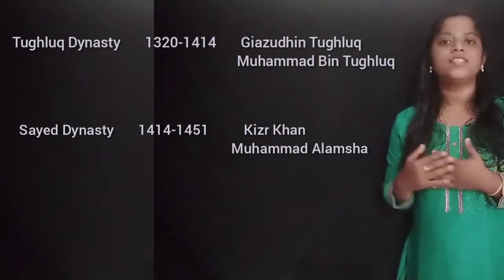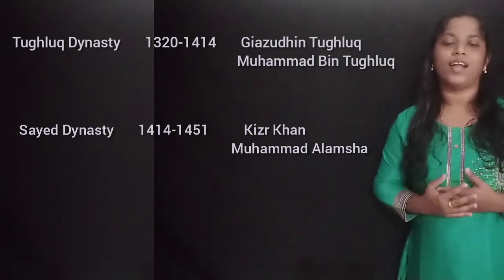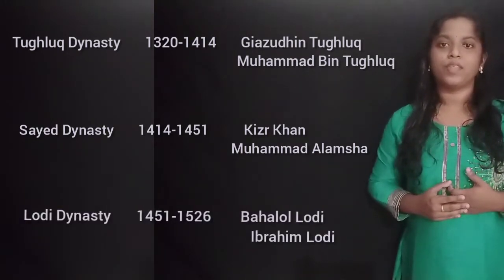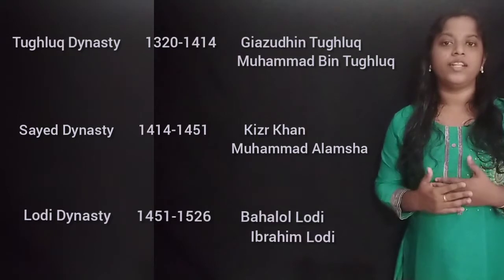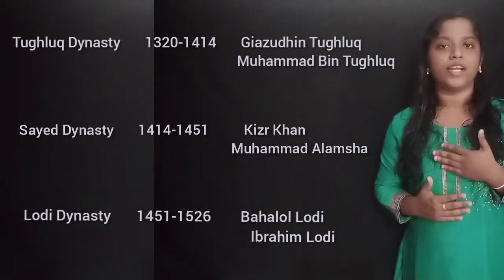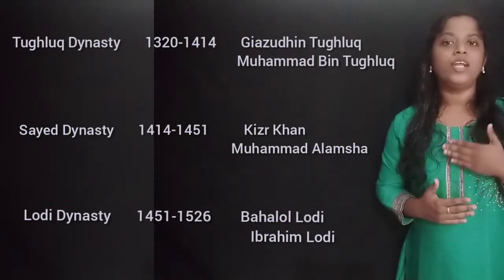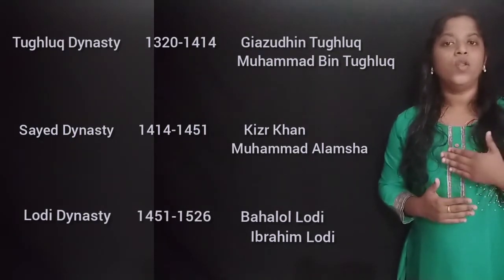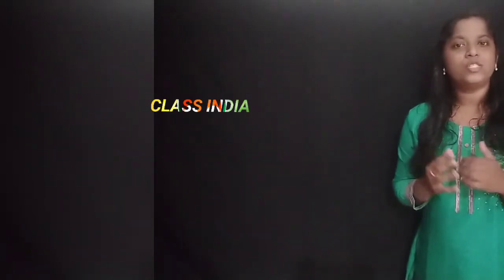Then our last dynasty of Delhi Sultanate, that is Lodi Dynasty. And their period started in the year 1451 and ended in the year 1526. And the important rulers are Bahlol Lodi and Ibrahim Lodi. This is the structure of Delhi Sultanate.